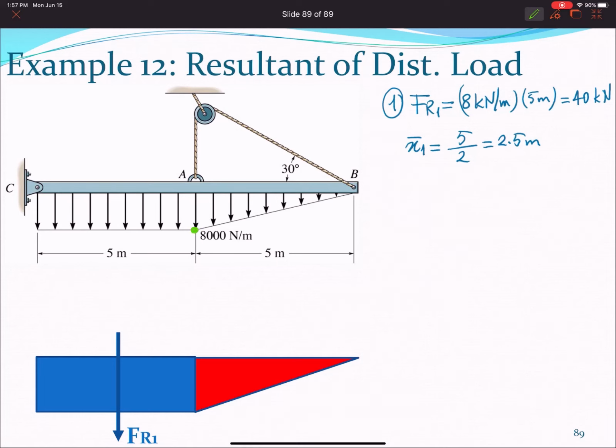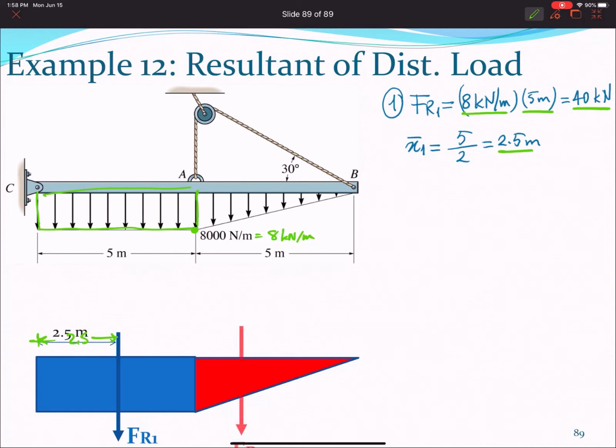This point is at 8,000 newtons per meter, so this is equal to 8 kilonewtons per meter. So this rectangle is 8 kilonewtons per meter times 5 meters. So 8 kilonewtons per meter times 5 meters gives you 40 kilonewtons. What about the position of this force? Well, it's just half of the base of the rectangle, so it's 2.5 meters.